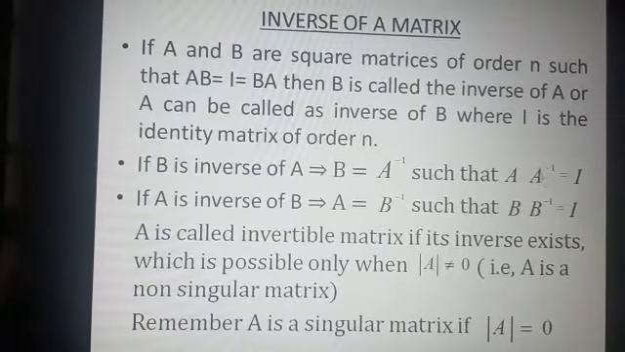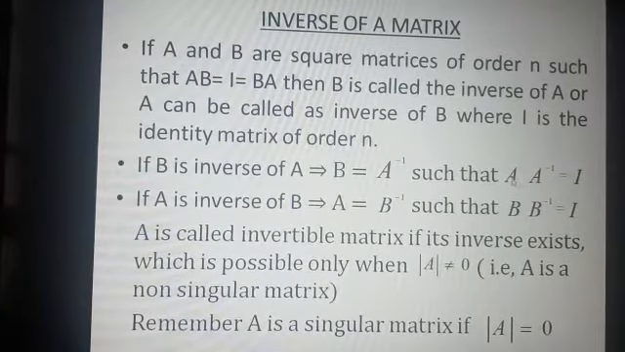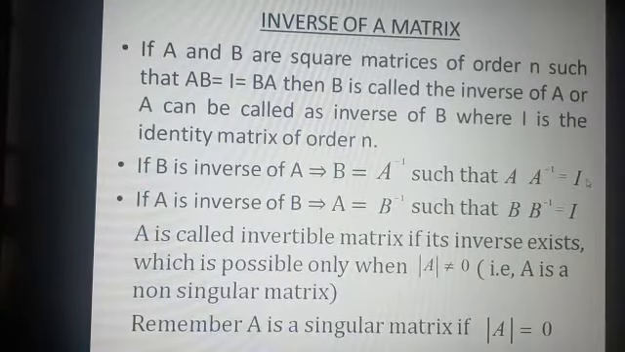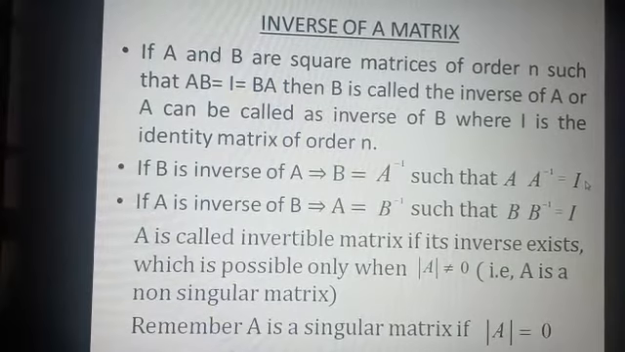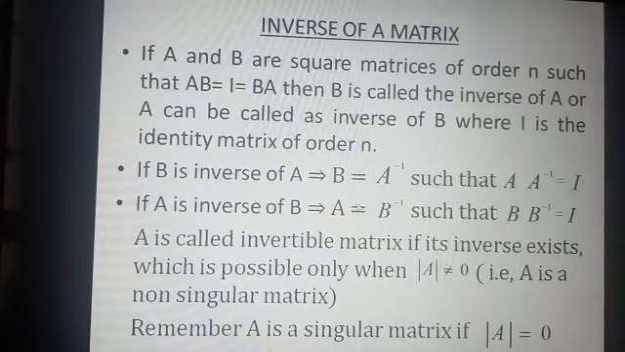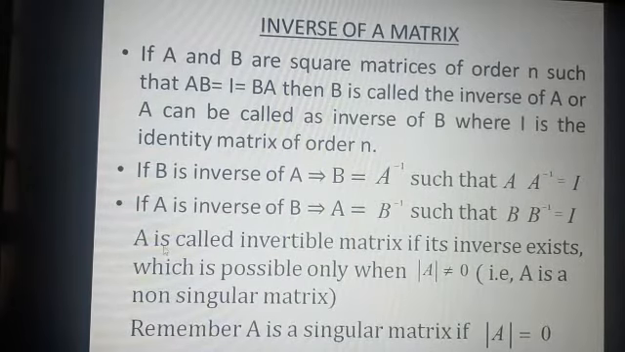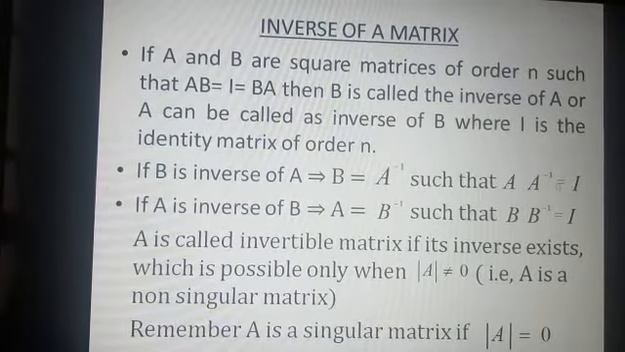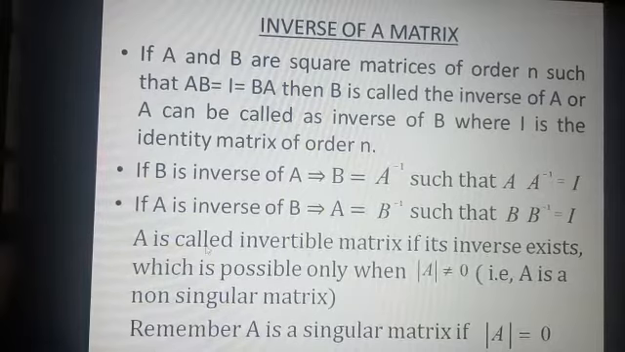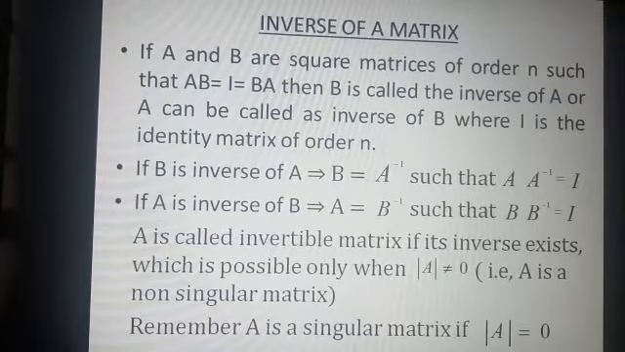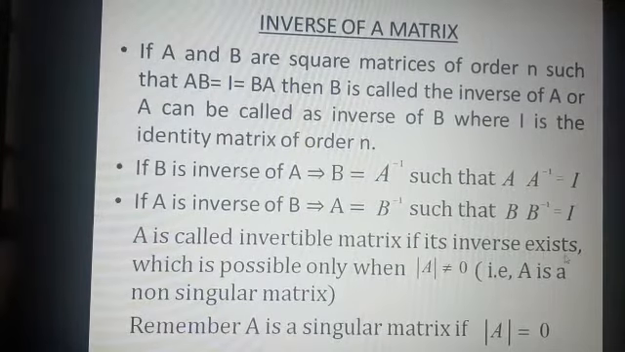So what is inverse? Inverse is that matrix which, when you multiply it with the matrix A, you get the identity matrix. You know the identity matrix: the diagonal is all 1s and the remaining elements are 0. If you are able to find the inverse of a matrix, that is A inverse, then A is called an invertible matrix, if its inverse exists.